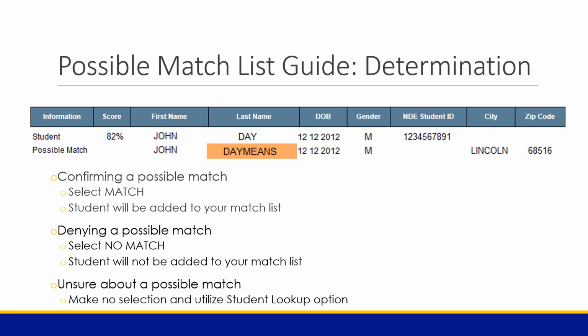After school staff have evaluated the possible match, and they'd like to confirm that this match is a student that is enrolled at their school, select the match button. The student will then be added to the match list. If school staff have evaluated the possible match and determine it is not a student enrolled at their school, select the No Match button, and then the student will not be added to the match list. For school staff that are unsure about a possible match, we recommend that they make no selection on this screen and instead utilize the student lookup option, which we'll talk about next.